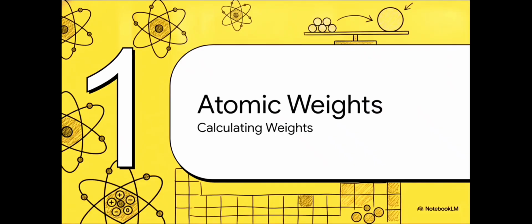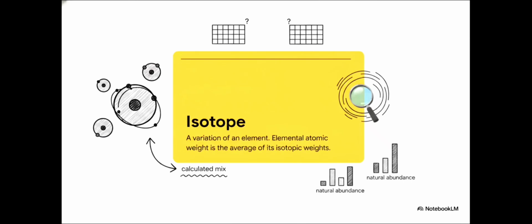All right, Section 1, Calculating Atomic Weights. Let's start with how we actually weigh an element. When you look at a periodic table, you might think those atomic weights are just flat single numbers. But actually, they aren't. An element's weight is essentially a carefully balanced, weighted average of its ingredients. To really get this, we need to talk about isotopes. An isotope is just an elemental variation. So that number on the periodic table, it's a calculated mix of all the different isotopic weights, based entirely on how naturally abundant each variation is out in the real world.